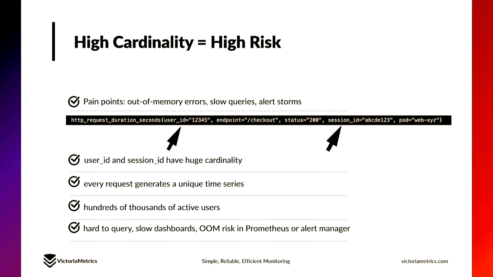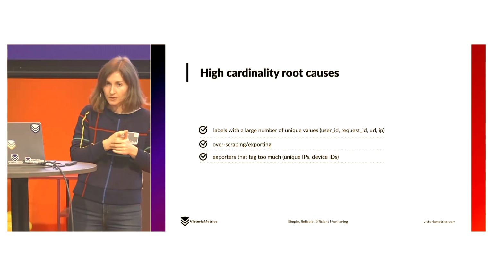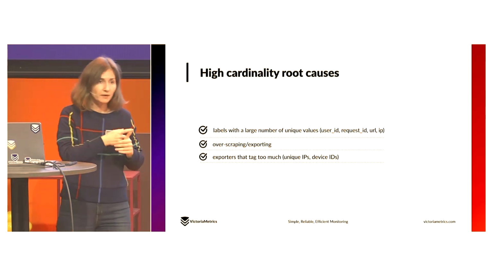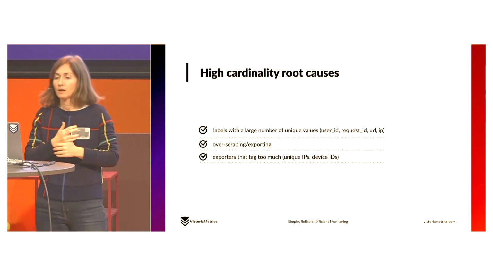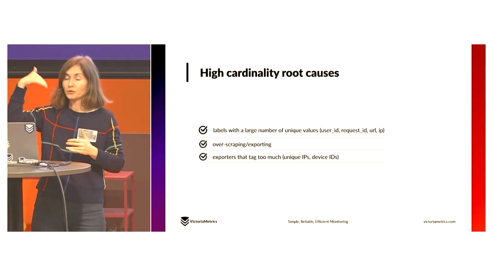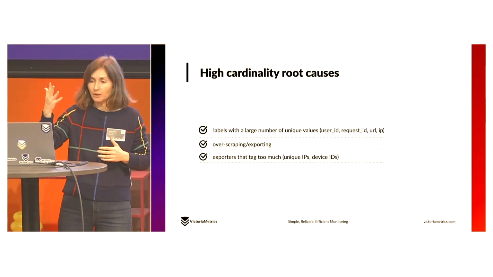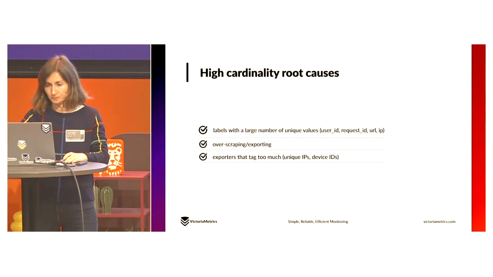So let's dive a bit further here. The root causes of high cardinality, like we said, are labels with a large number of unique values: user ID, session ID, instance ID, etc. Overscraping or overexporting techniques, or exporters that tag too much, like unique IPs, device IDs, and so on.